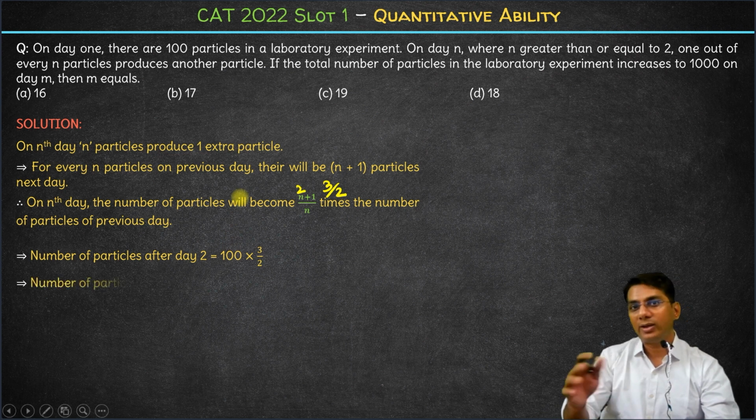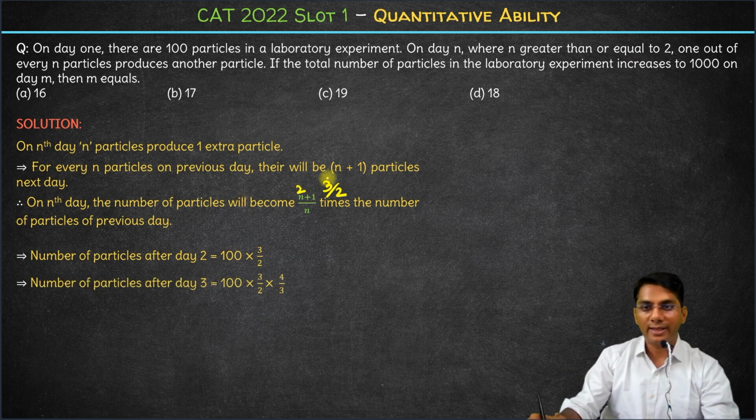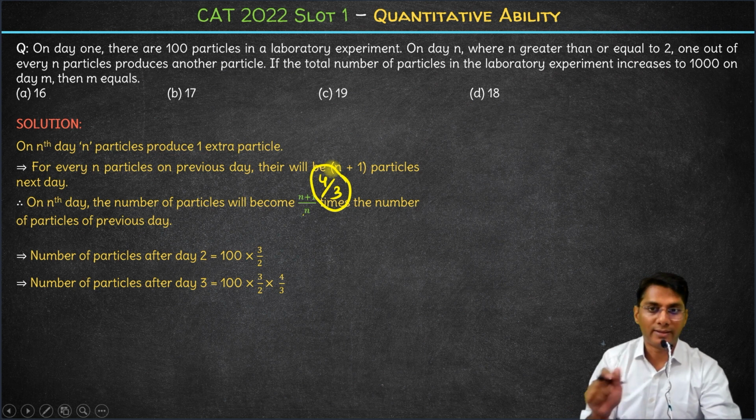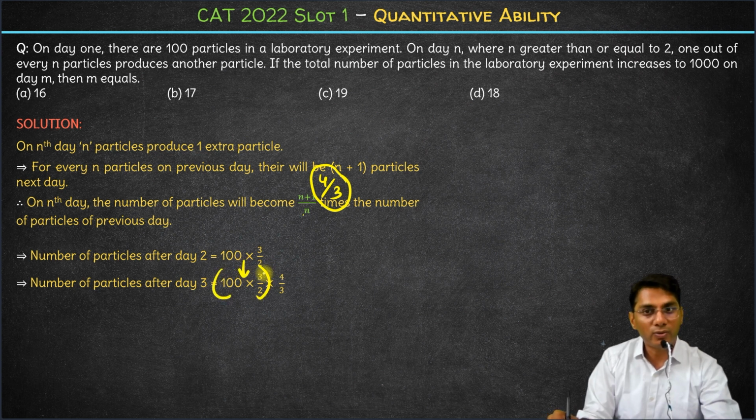So what will happen at the end of day 3? At the end of day 3, the number of particles will become (3 plus 1), 4 upon 3. On day 3, n is equal to 3. So at the end of day 3, the number of particles will become 4 by 3 times the number of particles at the beginning of day 3. That is the same as the number of particles at the end of day 2, right? So this is the number of particles at the beginning of day 3, and this into 4 by 3 will give us the number of particles at the end of day 3.